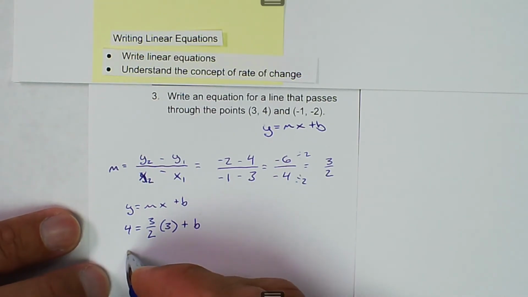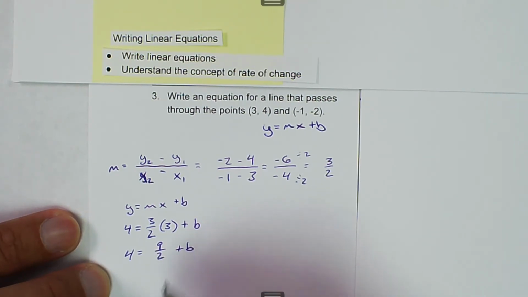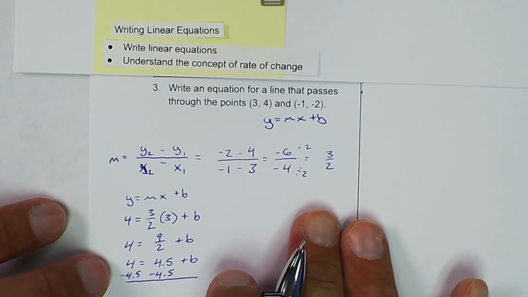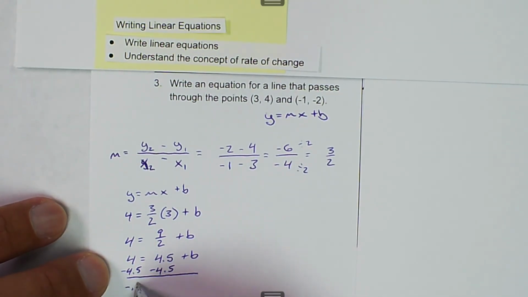So we can go ahead and do our math, and we get 4 is equal to 9 over 2 plus b. Another way to write 9 over 2 is we can write that as 4.5. So 4 is equal to 4.5 plus b. And then we can subtract 4.5. Subtract 4.5. And in this case, we end up with -0.5 is equal to b. Another way to say -0.5 is -1/2.